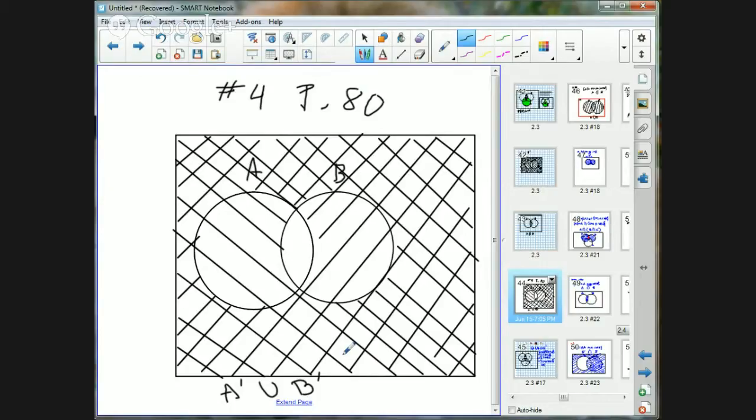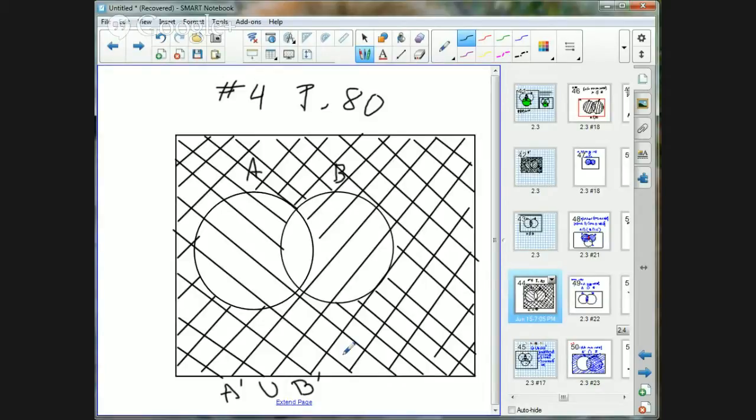Okay. You see, I've got all the shading done now for A complement and B complement. Correct. And that is all shading together. So in other words, the answer is everything except that little part in the middle where they intersect. Everything except the white in the center, huh? That is correct. So actually the answer is everything except the white. Yeah, that threw me for a loop.